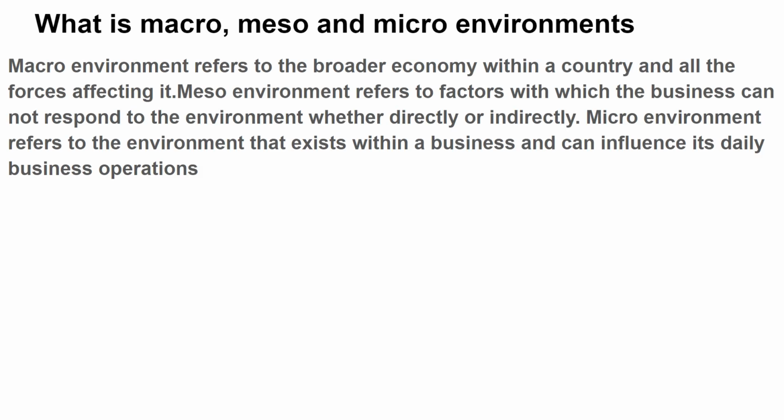What are macro, meso, and micro environments? The macro environment refers to the broader economy within the country and all the forces that are affecting it. Meso environment refers to the factors to which the business cannot respond, whether directly or indirectly. Microenvironment refers to the environment that still exists within a business and can influence its daily business operations.